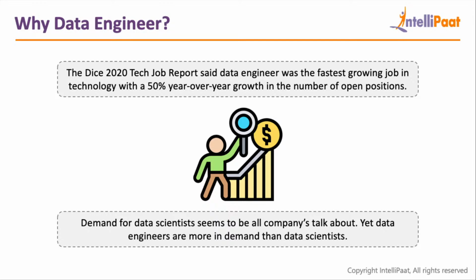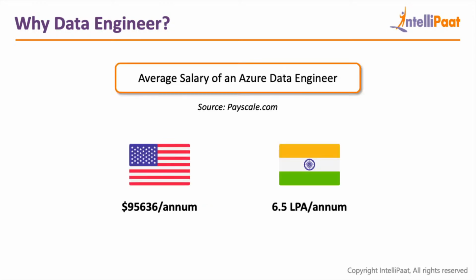The reason being, a lot of businesses have gone online in the past year because of the pandemic, right? Now let's also understand the average salary of a data engineer. In the US, the average salary of a data engineer is $95,000 per annum. Remember, guys, this is an average salary, which means there can be people who are above this salary and people who are even below it.